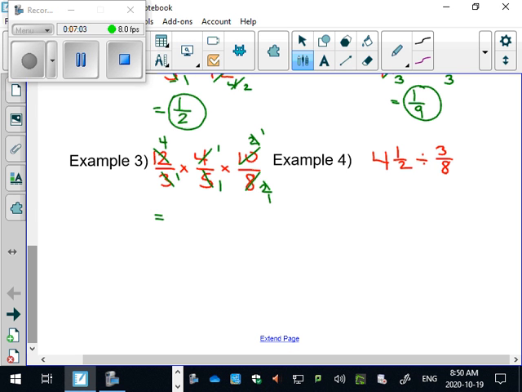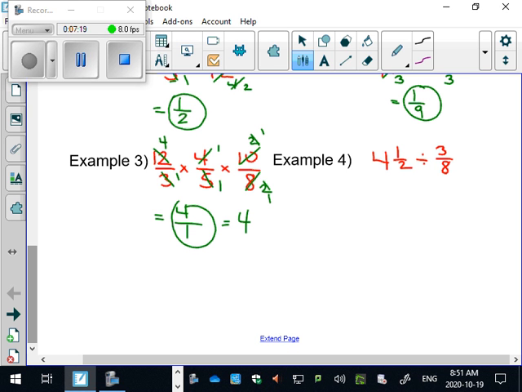When you look across, there's nothing left to reduce. I really have 4 times 1 times 1, and that's 4. And on the bottom I have 1 times 1 times 1, and that's 1. So 4 over 1, or 4, is my answer there.